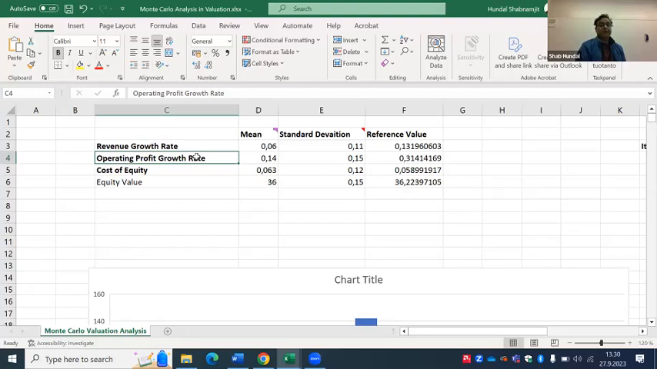There is operating profit growth rate. And you know what is operating profit? Operating profit is your total revenue minus the cost of goods sold. And the cost of goods sold includes two costs: the cost of production and the cost of selling the good so that it reaches the final customer. So when you have the total revenue and you subtract your operating cost, what you're left with is operating profit.